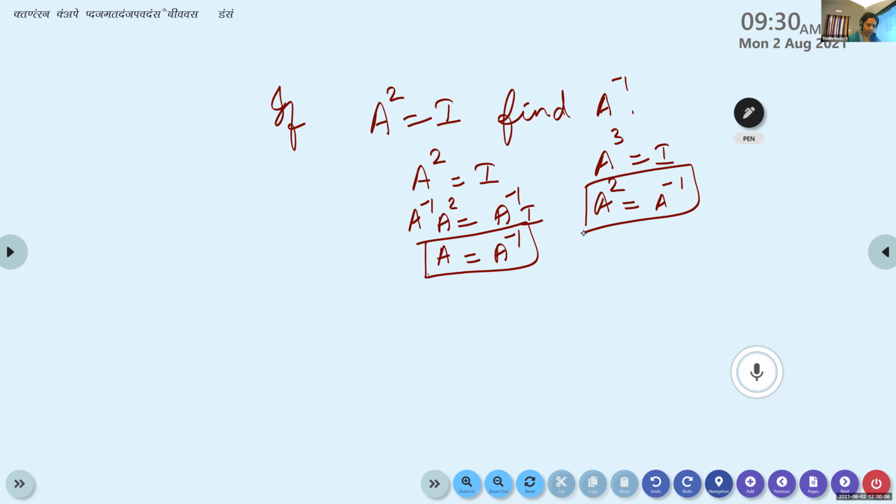Now, write this question. Find the value of the determinant 1, 0, 2, 0, 2, 1, 2, 0, 3. What is the value of this determinant? 1, 0, 2, 0, 2, 1, 2, 0, 3. You have to find the value of this determinant.